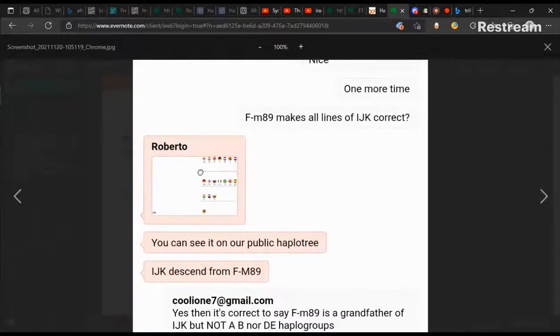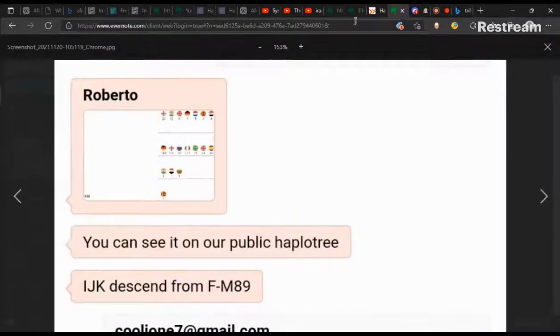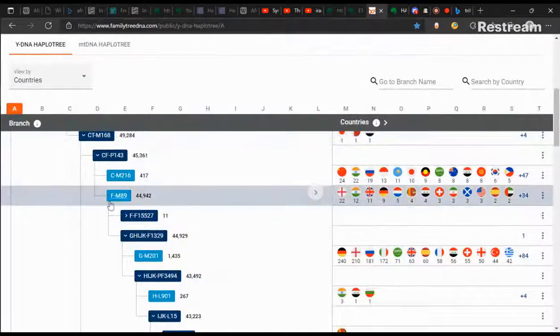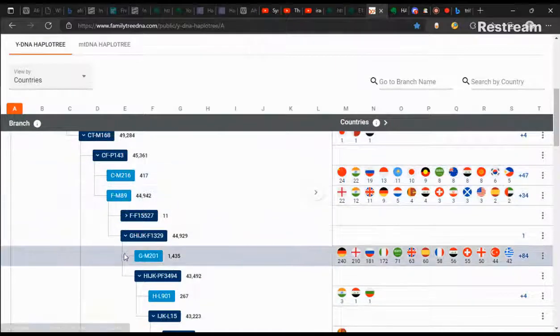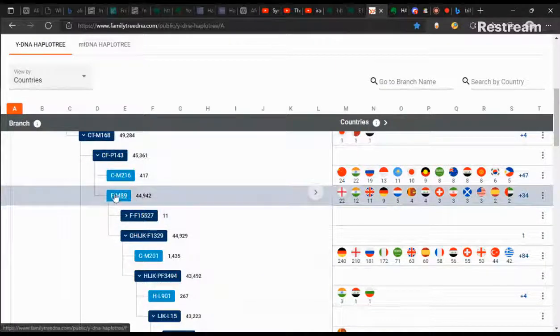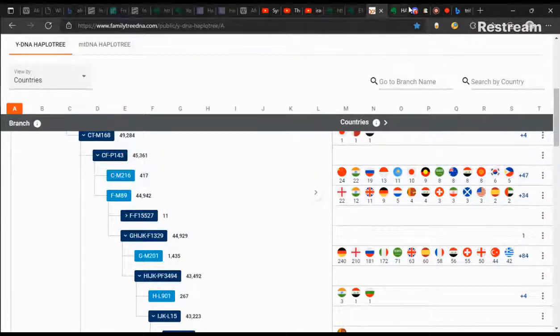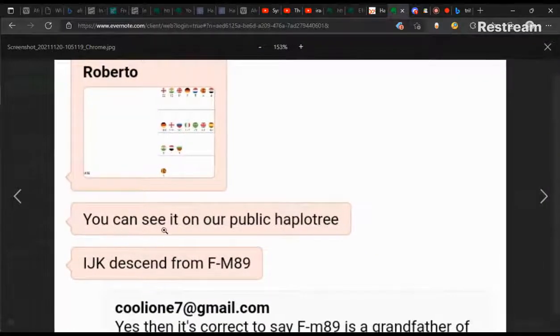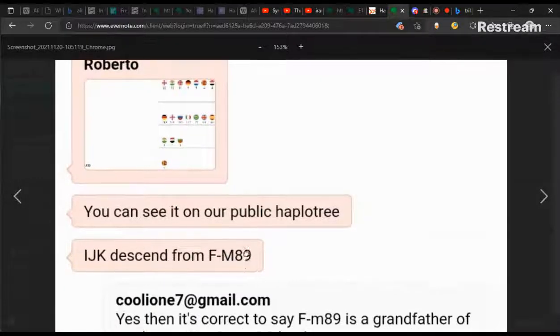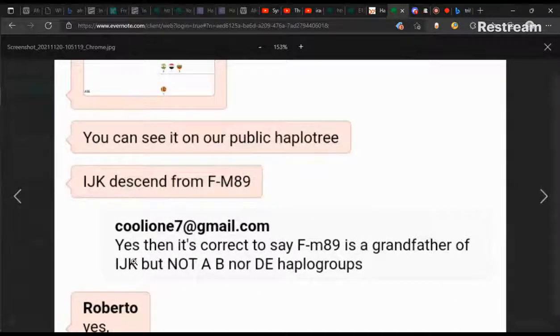What he actually showed me was just this. He showed me that, of course, they make each other. There's no doubt that F makes all the lines under it. You can't have IJK without F. But wait till you see what's important about that. He says you can see it on our public haplogroup tree: IJK descended from F-M89. Yes.